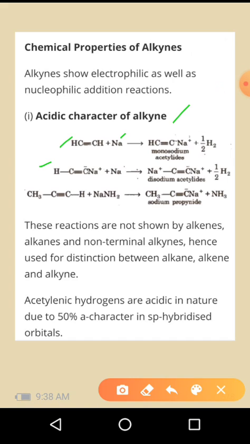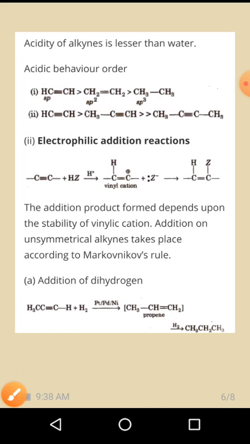This propyne molecule, upon reacting with NaNH2, will produce sodium propynide with the liberation of NH3. These are all reactions that indicate that these alkyne molecules are acidic in nature. The acidity of alkynes is lesser than water.